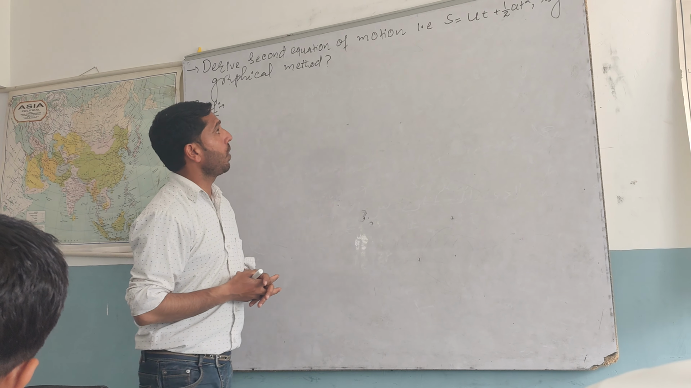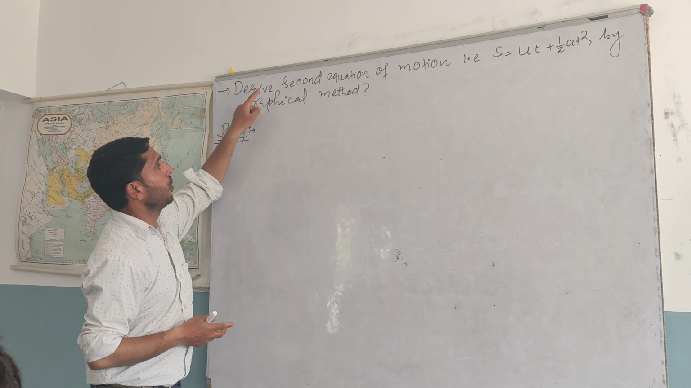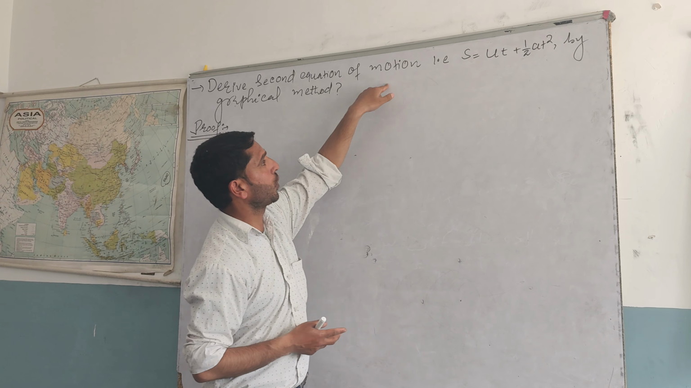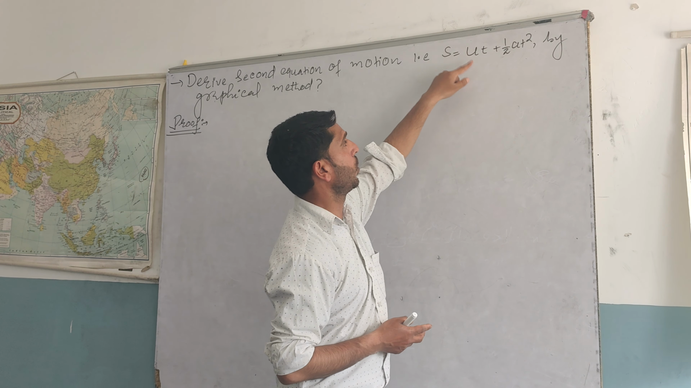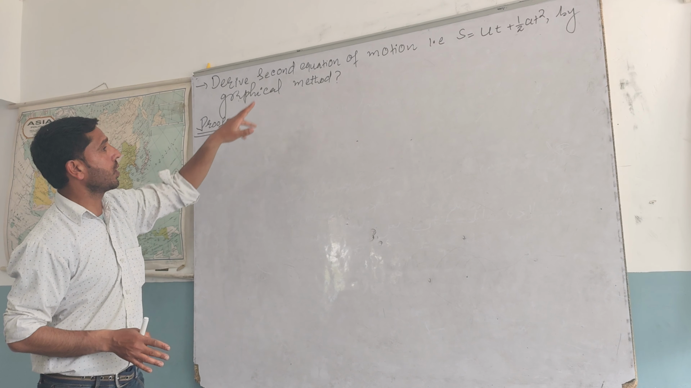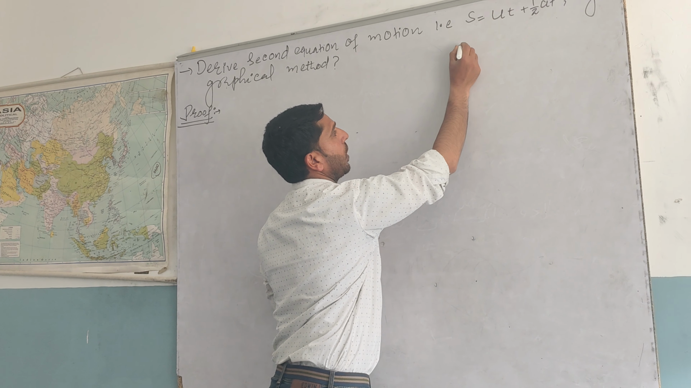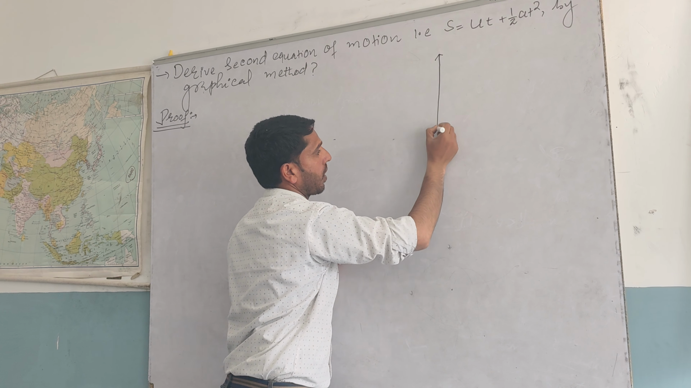Now today we have one more important question of subject physics, which is: derive the second equation of motion, that is S = ut + 1/2 at². Once again we have to solve this second equation of motion by graphical method. So let us start. First here we will draw a graph.